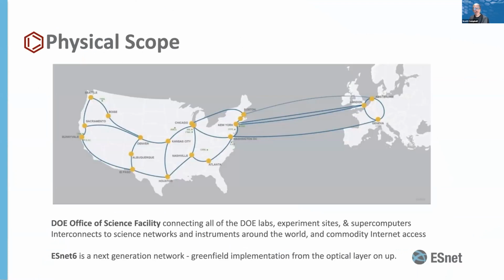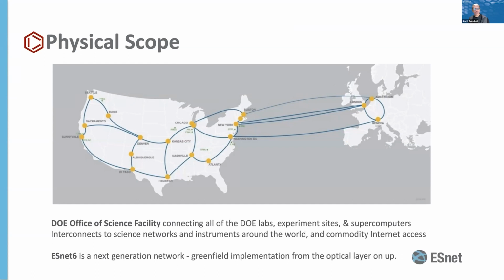The physical scope of the network is principally across the United States, though we have a number of transatlantic links to hook up to CERN, as we do a huge amount of data transfer work. We connect all the DOE labs, a bunch of experimental sites, supercomputers, a number of NSF facilities, and instruments all over the world. We move all that data around ideally in a very performant manner.